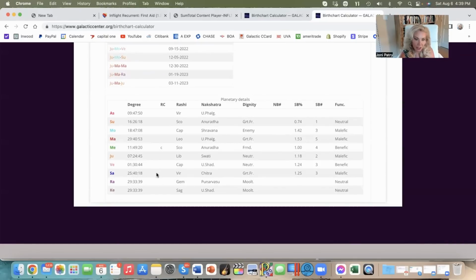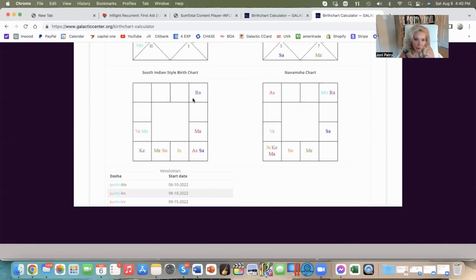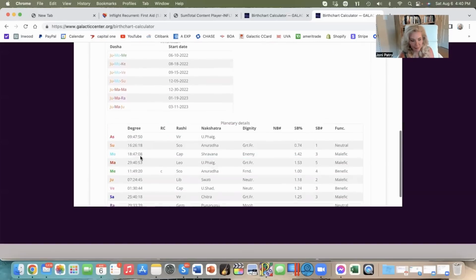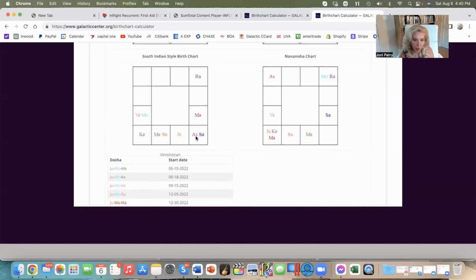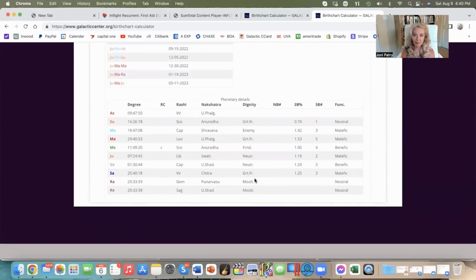Rahu is at 29 degrees of Gemini. Right here is, and what house is that? The 10th house. Okay. And Ketu, which Rahu and Ketu are exactly always opposite. See, 29 degrees, 33 minutes, 39 seconds. Ketu's in Sagittarius. What house is it in? 1, 2, 3, 4. Ketu's in the 4th and Rahu's in the 10th. So now I think you should be able to use this to better understand how these charts are constructed.